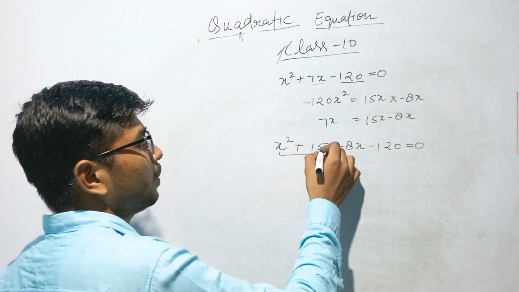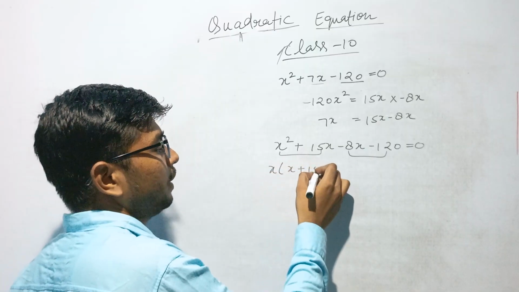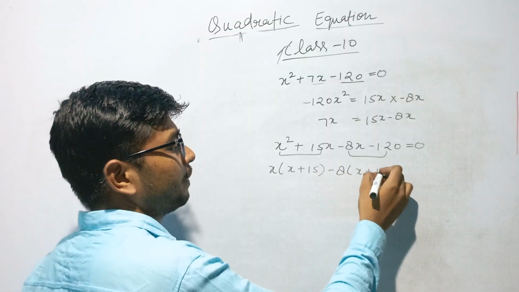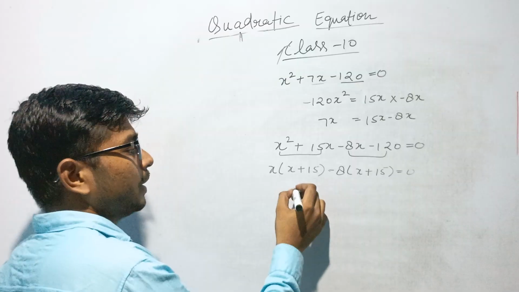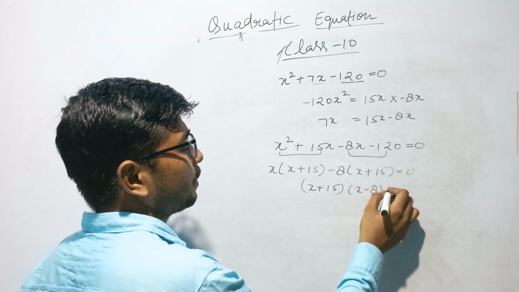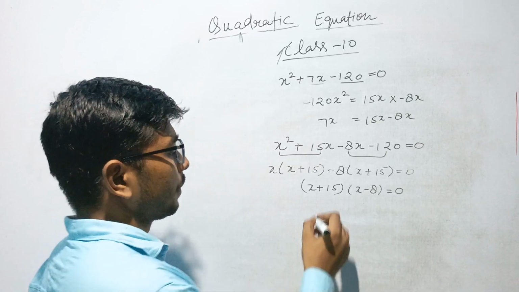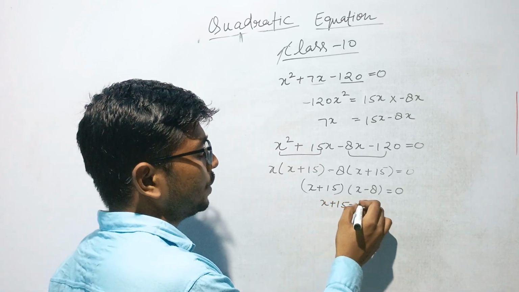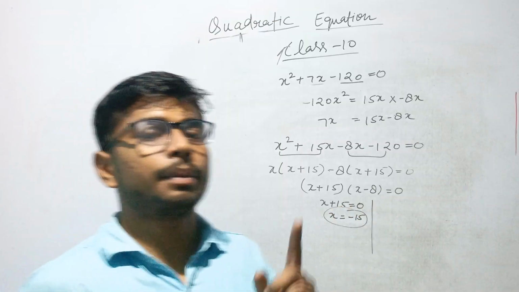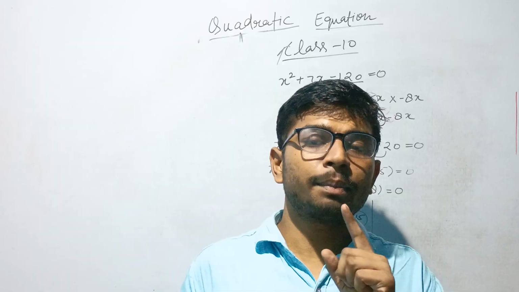Okay, same way now make pairs. So x is common, so inside the bracket x plus 15, and here minus 8 is common, so x plus 15 is equal to 15 into 8, 120. So in one bracket we will write x plus 15, in the second bracket we will write x minus 8 equal to 0. Okay, now find the value. So x plus 15 is equal to 0, so x will be minus 15. Okay, again I told you length cannot be negative, so what do we have to take? Positive. Always we have to take the positive value.